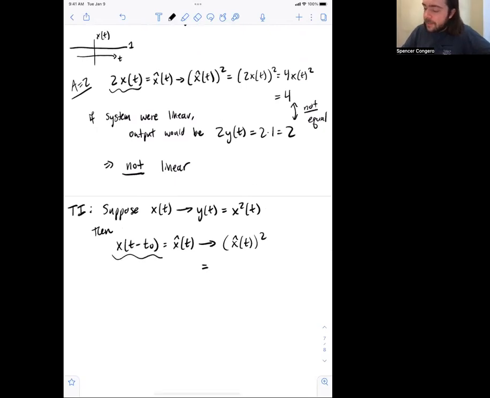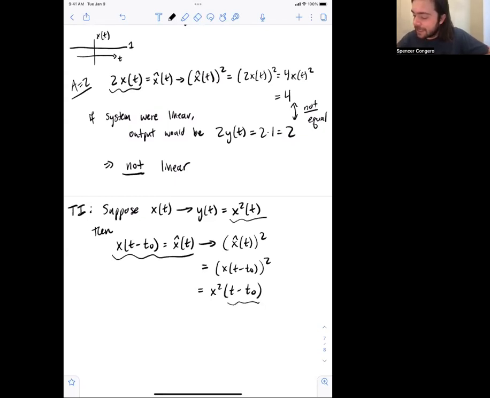And what is x hat of t? Well, we see that it is x of t minus t naught squared. But of course, that's the same as x squared of t minus t naught, right? I'm just taking a function and squaring it. This is just a different way of writing it. Now you see, wait a second, x squared of t minus t naught, that's exactly my y with t minus t naught plugged in. I just plug in t minus t naught there. I get x squared of t minus t naught, which is exactly what I have there.